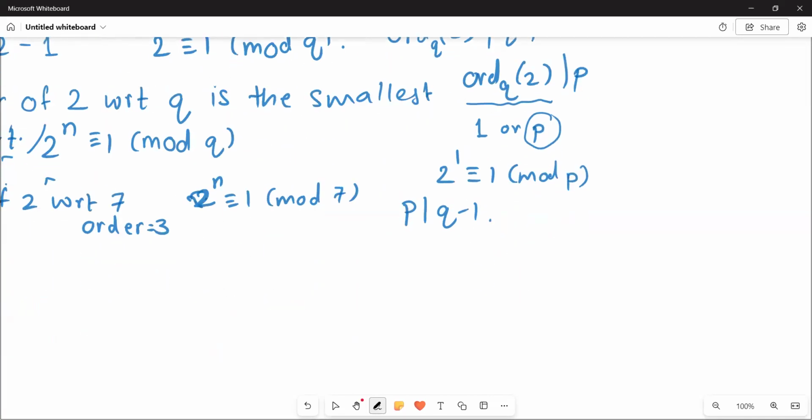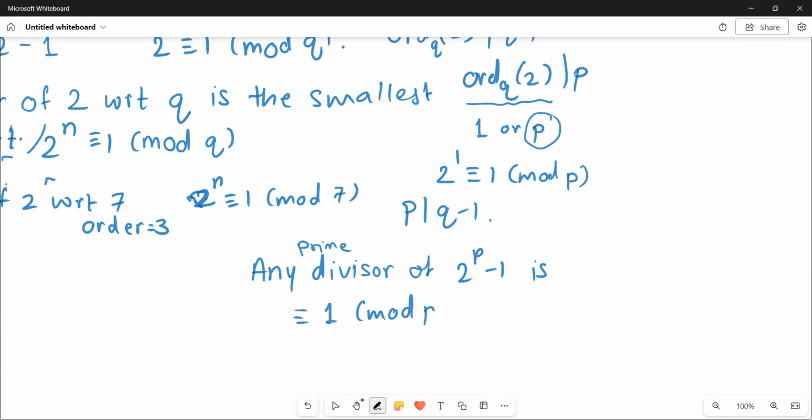So what we got is any prime divisor of 2 to the power p minus 1 is congruent to 1 mod p, right? Because q was any arbitrary prime which divides 2 to the power p minus 1. So if all the prime divisors are 1 mod p, that means any divisor, which is just a product of some primes, is also 1 mod p, right?